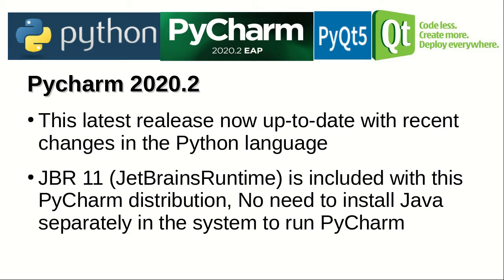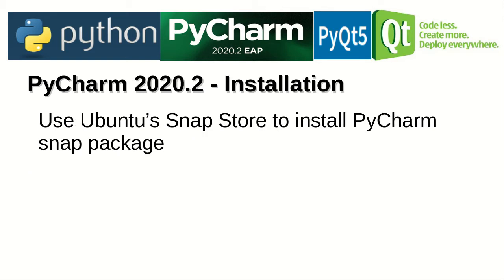PyCharm 2020.2, the latest release, is now up to date with recent changes in the Python language. JBR 11 is already included in this distribution. No need to install Java separately. We can install PyCharm using Ubuntu's Snap Store.